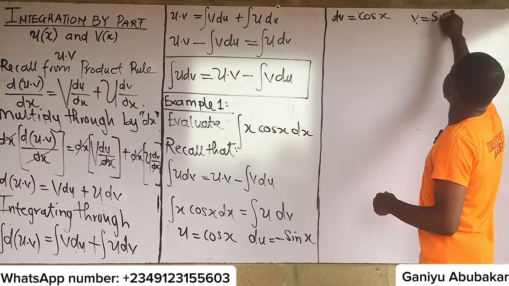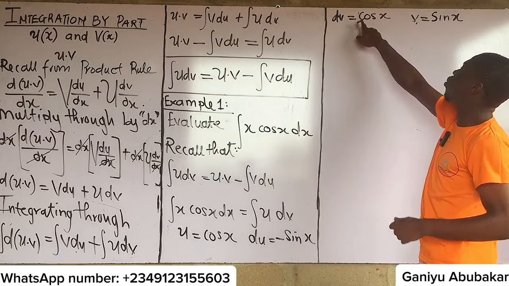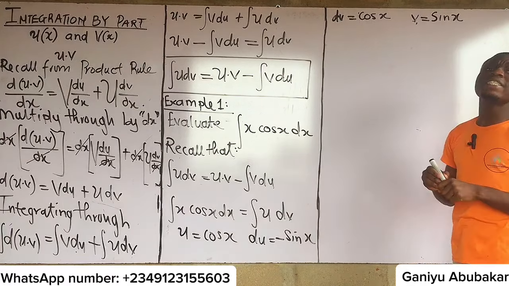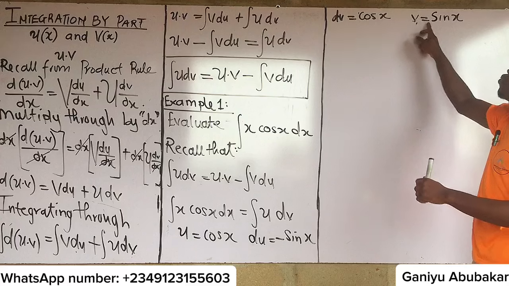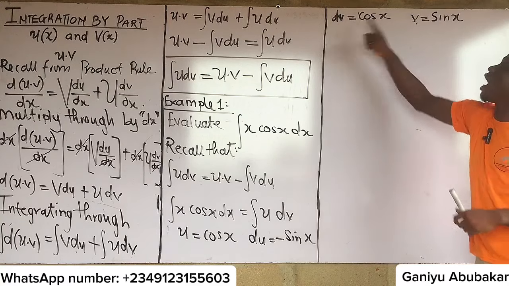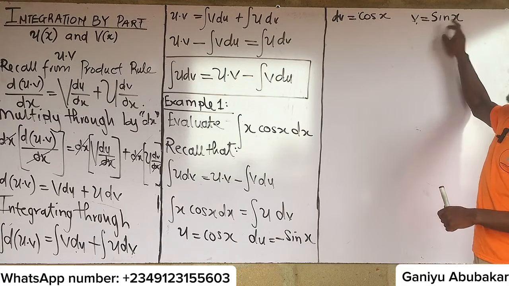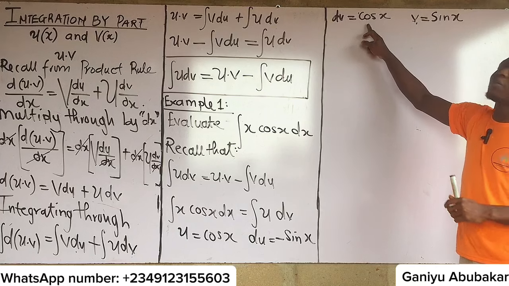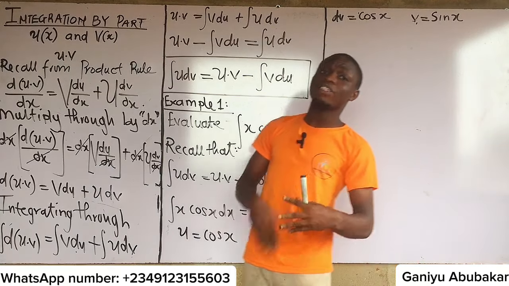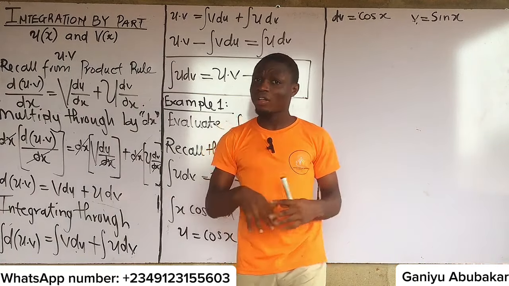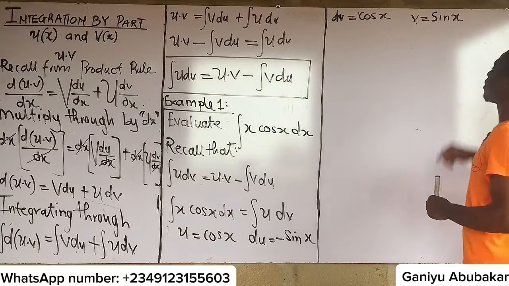If I integrate cos x, I'll have sine x. So let's say I'm given v to be equal to sine x. To get dv, I'll differentiate. When I differentiate sine x, I'll have cos x. That's why we said integration is the reverse of differentiation. That's the concept. So I've gotten my parameters here.